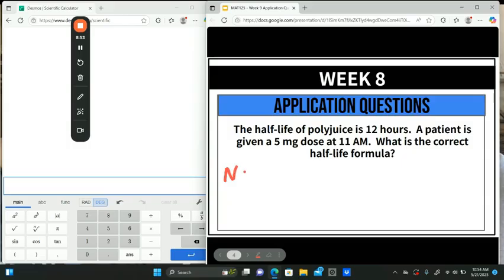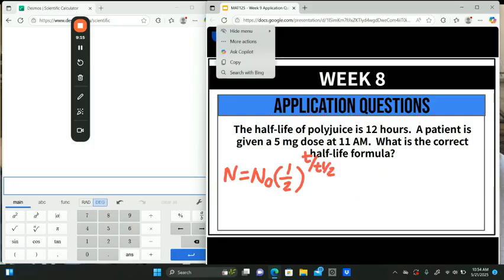So N, this is a half-life formula. N equals N sub naught, parentheses one half, and then in your exponent here, it's going to be T over the half-life, which is written like this. Okay?